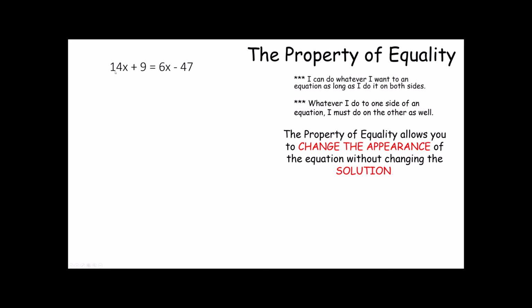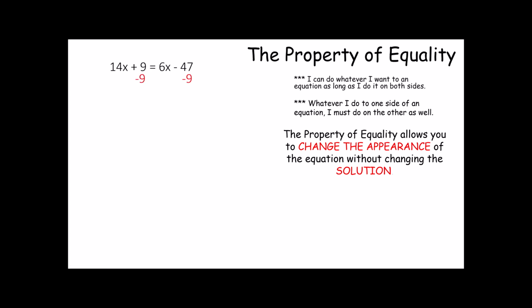In this equation, we not only have an x on one side of the equal sign, but we have an x on the other. We have variables or unknown values on both sides of the equal sign. Fortunately, the property of equality can still be used here because it says I can do whatever I want as long as I do it on both sides, or whatever I do on one side, I can do on the other as well. Remember, the purpose of the property of equality is to change the appearance of the equation without changing the solution. So we have a lot of different options for what we can do here.